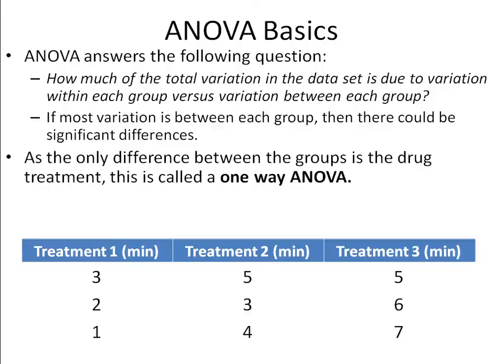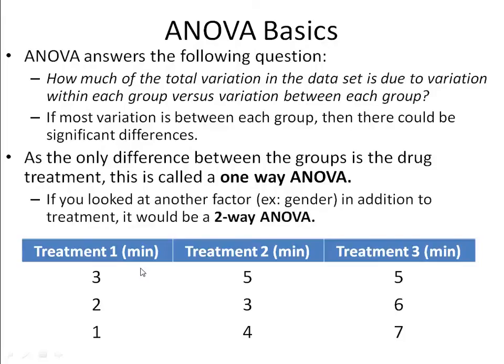And just for a little bit of terminology, as the only difference between the different groups we have is the drug treatment, this is what's called a one-way ANOVA. Okay? One way meaning there's only one difference between the different groups. If you instead looked at another factor, for example, gender, so you wanted to see how gender and drug treatment affected your ability to complete this puzzle, it would then be called a two-way ANOVA because two things are changing while you're analyzing the outcome of, in this case, solving a puzzle.